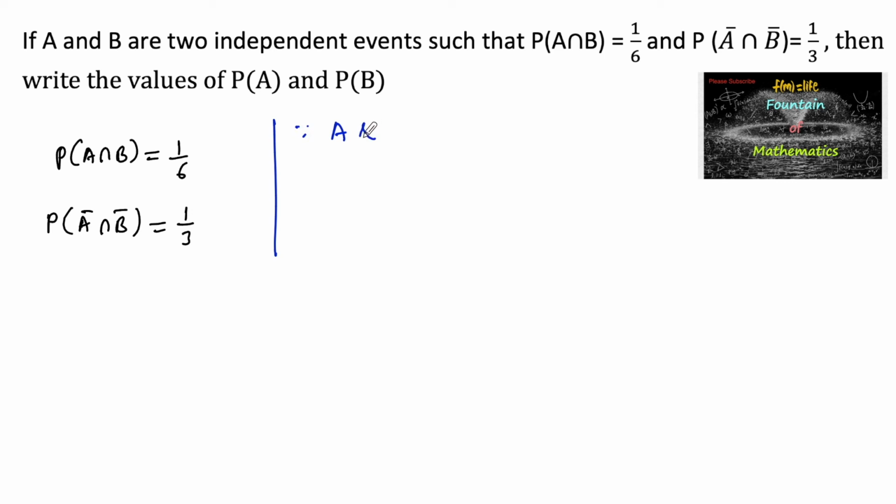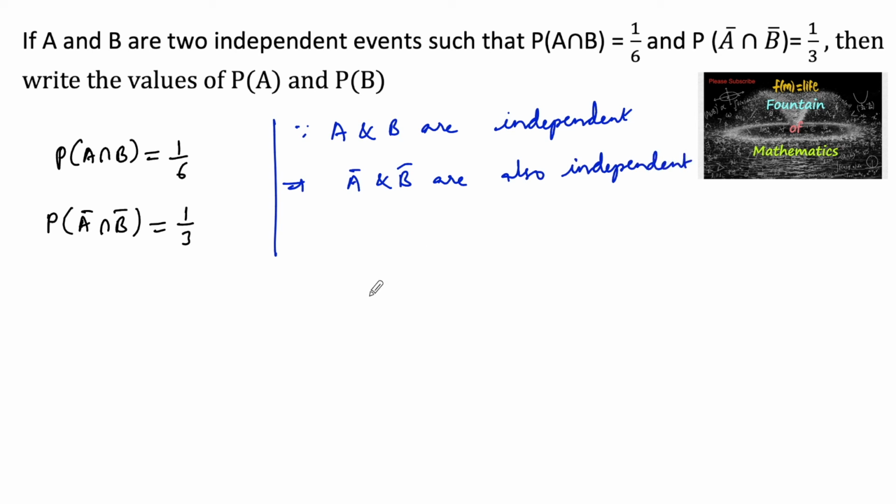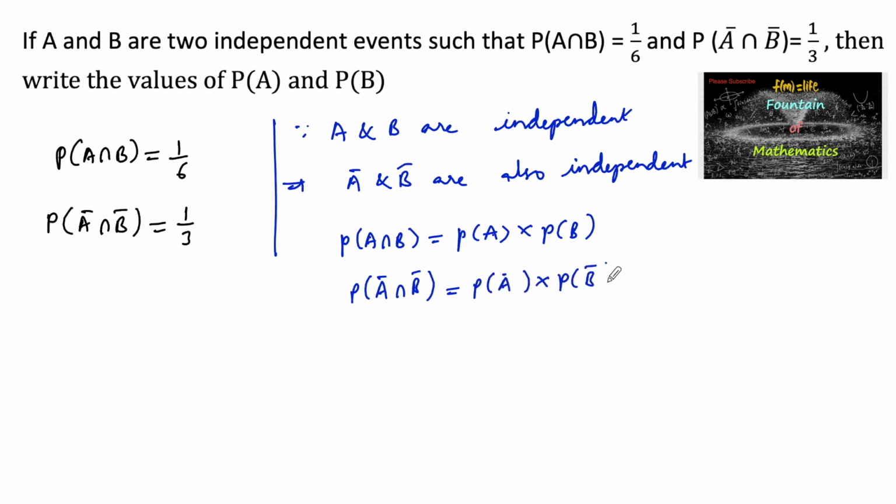Since A and B are independent events, which implies that A bar and B bar are also independent. By the definition of independent events, P of A intersection B, we can write P of A into P of B, and P of A bar intersection B bar is equal to P of A bar into P of B bar.